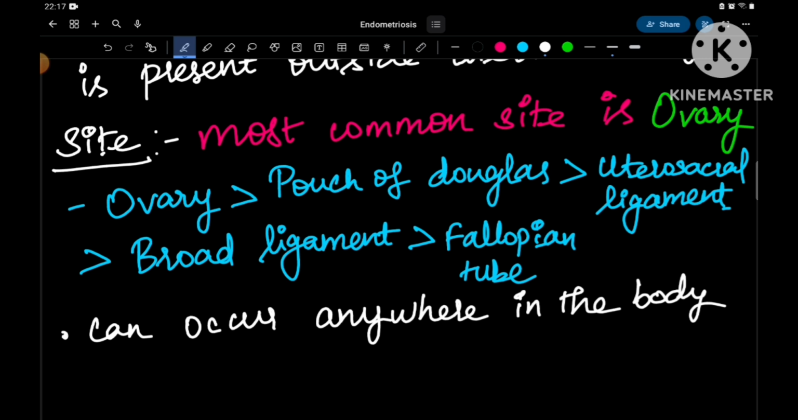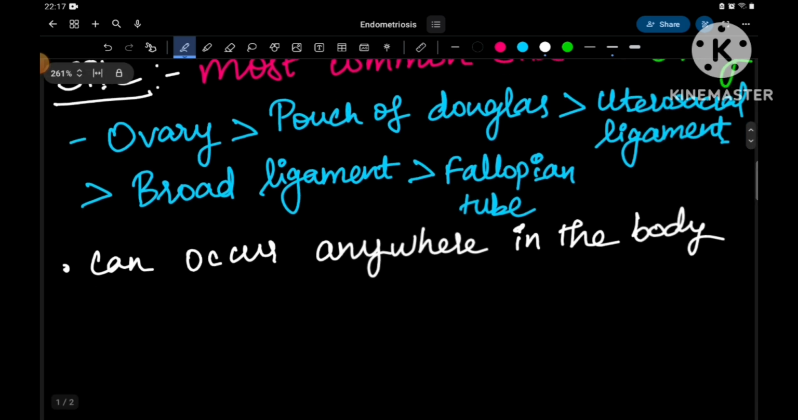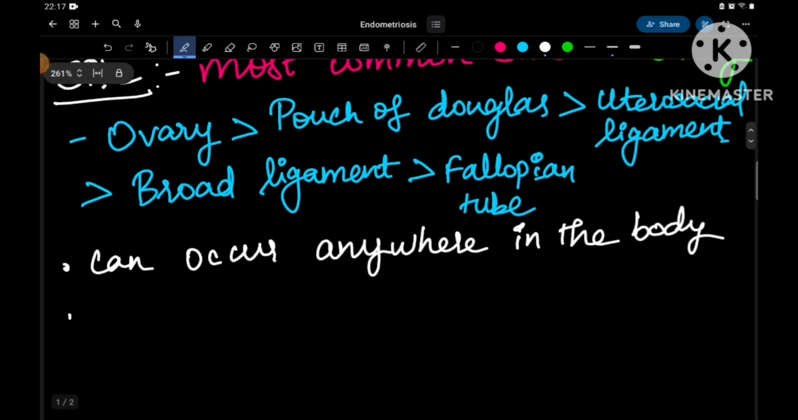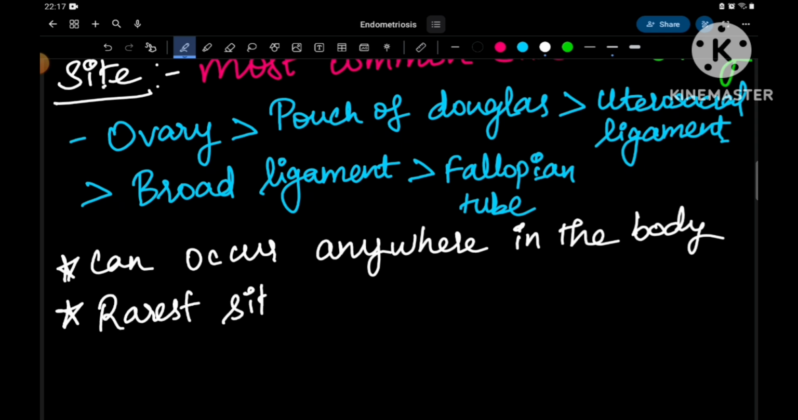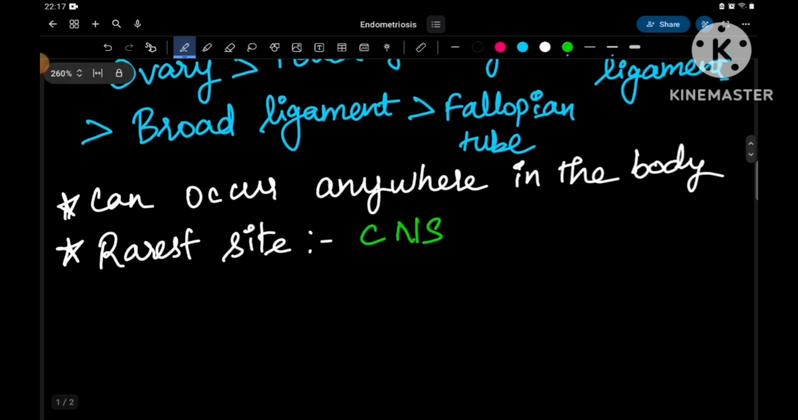Okay. So next is, which is the rarest site? That's an important question. Which is the rarest site? It can occur anywhere in the body, but which is the rarest site? The rarest site is CNS, guys. The rarest site is CNS.